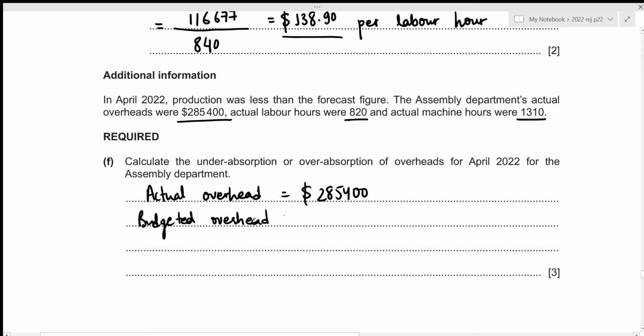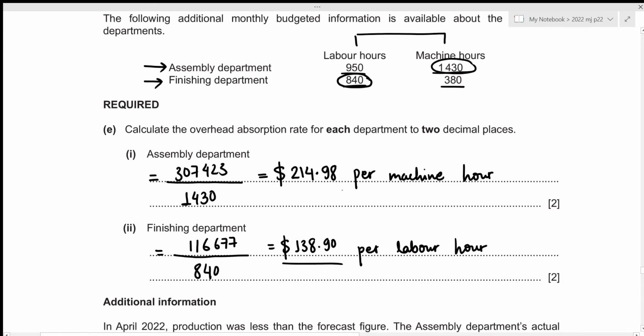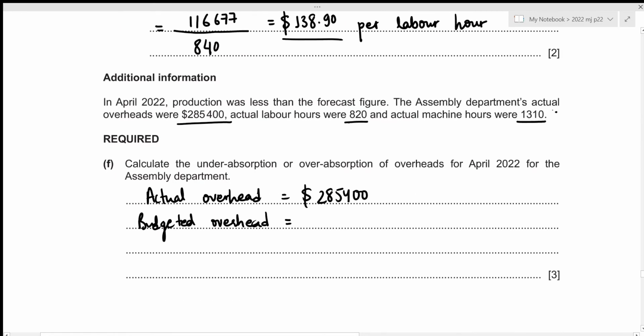And whenever we're comparing for underabsorption or overabsorption, we need to have the same basis. So let's have a look above. We can see that the overhead absorption rate for assembly department depended upon the machine hour, right? So let's have a look at the machine hours. We can see that the actual machine hours were 1,310. And this actual overhead is based on the machine hour of 1,310, meaning that our budgeted overhead should also be based on that particular machine hours. So that's 1,310. And we can just multiply it with our overhead absorption rate.